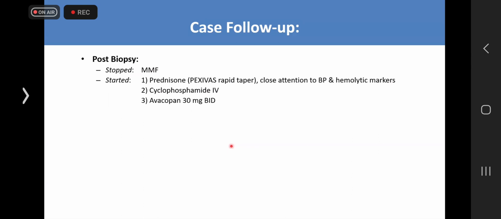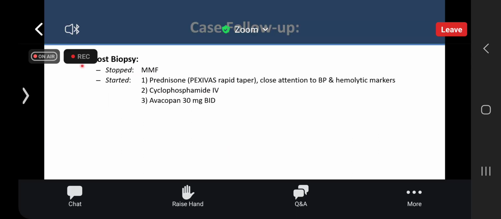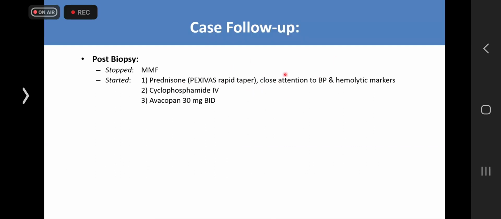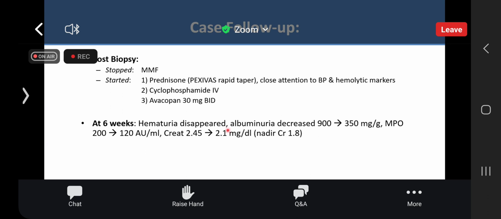So I'll tell you what we actually did with this patient. After the biopsy, we stopped his mycophenolate. We resumed a prednisone taper, and we did a rapid Pexidartinib taper with close attention to his blood pressure and hemolytic markers, in part because of the systemic sclerosis and caution about not wanting to trigger scleroderma renal crisis. And because he had failed rituximab, we treated him with cyclophosphamide. He received a course of cyclophosphamide intravenously, and we actually started him on avacopan additionally as assistive therapy.